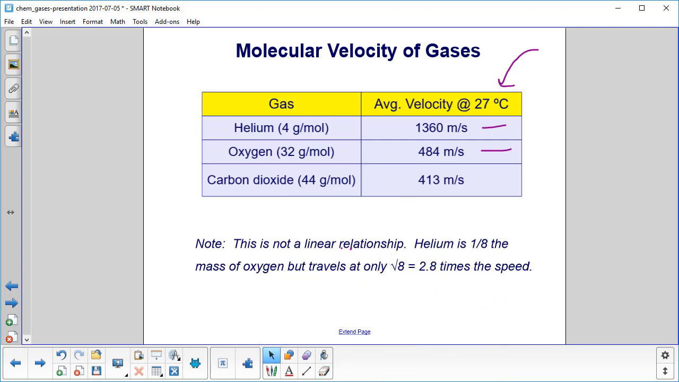So there we go. Helium is 1/8 the mass of oxygen, but travels at only the square root of 8, 2.8 times the speed of oxygen.